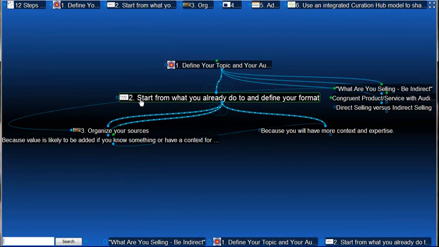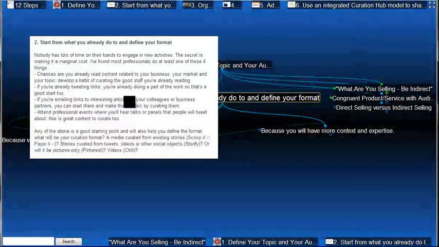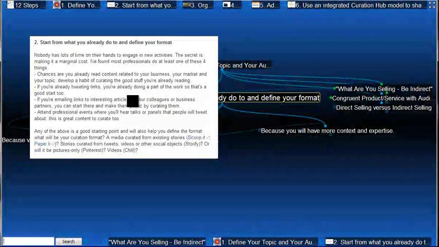Number 2 in Guillaume's article, to start from what you already do and define your format. He says nobody has a lot of time on their hands to engage in new activities. The secret is to make it at marginal cost. I found most professionals do at least one of 4 of these things. Exactly.